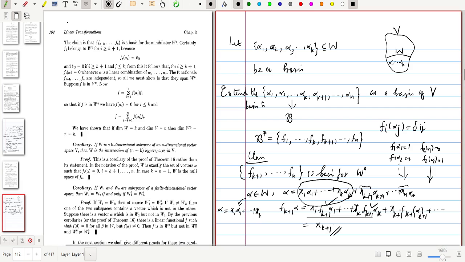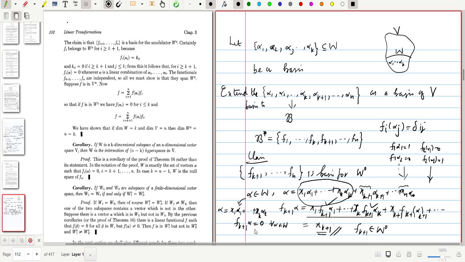Xk is alpha k, and the rest of them are 0. Then what is f_{k+1} of alpha? We can say that f_{k+1} of alpha equals 0, because f_{k+1} of alpha is x_{k+1}, and x_{k+1} is 0 here. This is true for every alpha belonging to W. So for any alpha belonging to W, f_{k+1} of alpha equals 0. Consequently, this f_{k+1} is an element of W naught, because it maps every element of W to 0.